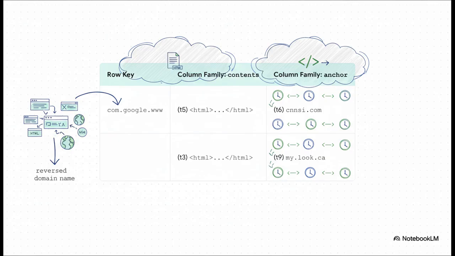The row key is a reversed domain name, com.google.www. Now that's a clever trick because the whole table is sorted by this key, so it automatically groups all the pages from one website together. The columns are grouped into families like contents or anchor. And see those timestamps, T5, T3? Bigtable can keep multiple versioned copies of the data in a single cell. That's perfect for something like keeping a history of a web page.